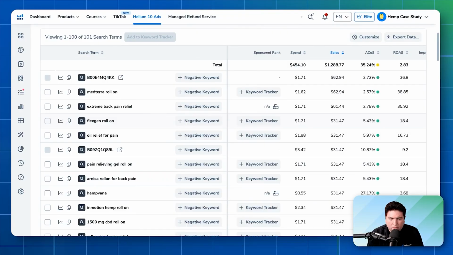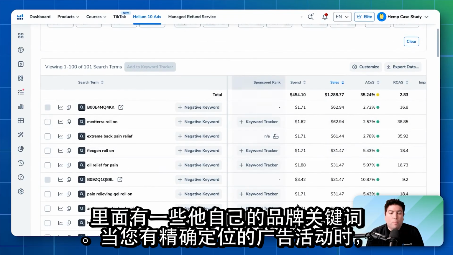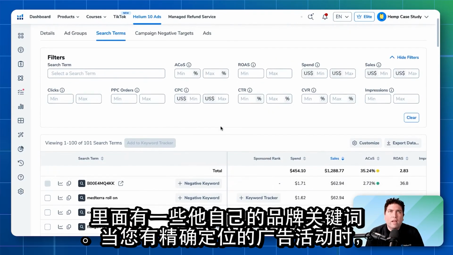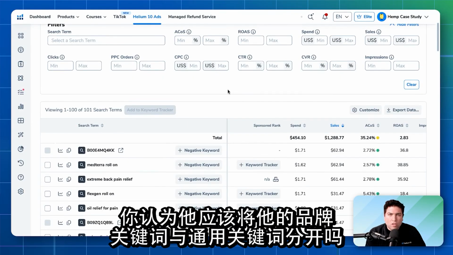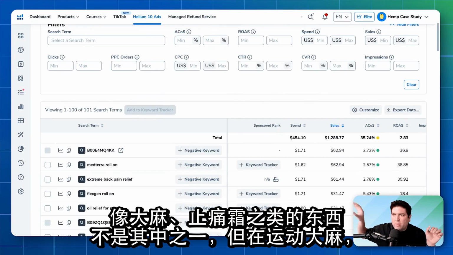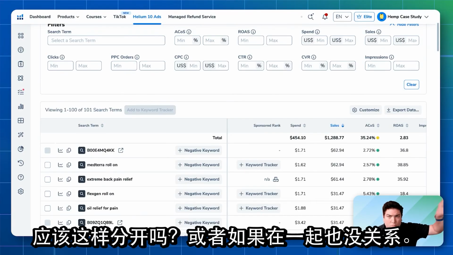Okay. Another question I had is, this is probably an auto campaign, I'm not sure, but I see some of his own branded keywords in there. When you have exact targeting campaigns, do you think he should have his branded keywords separate from the generic ones like hemp pain cream and so on, and then Motion Hemp separately? Should it be segregated like that, or does it not matter if it's together?